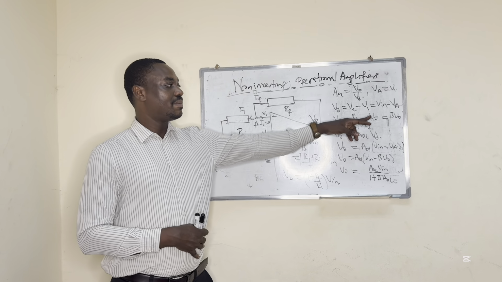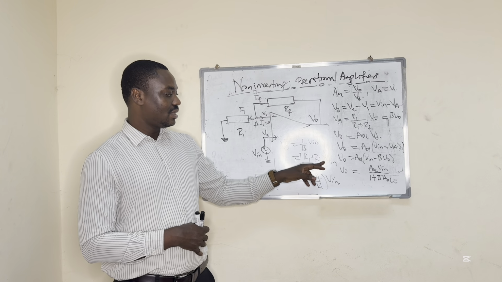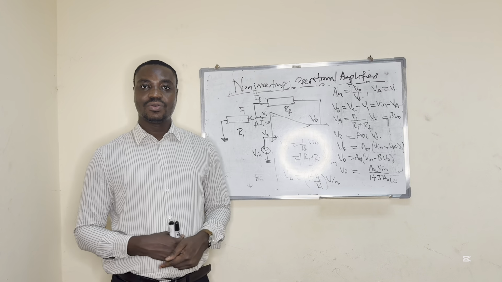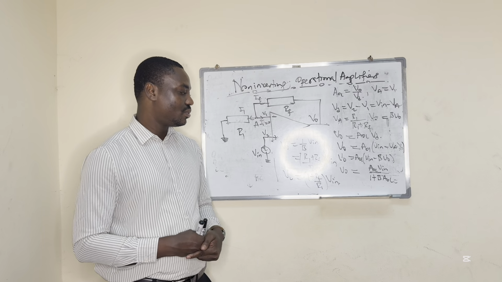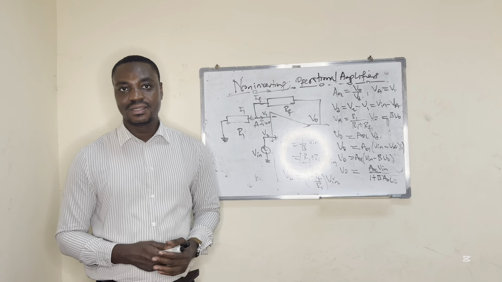And we can replace beta, where beta is R1 over R1 plus RF, and that will give us this. So we end up getting the output voltage equal to 1 plus RF over R1, times the input voltage source, which we have here.